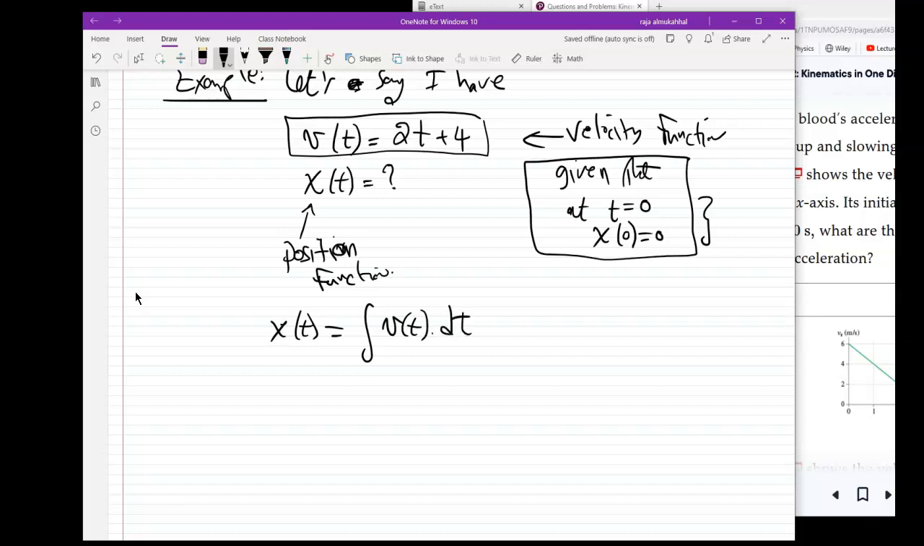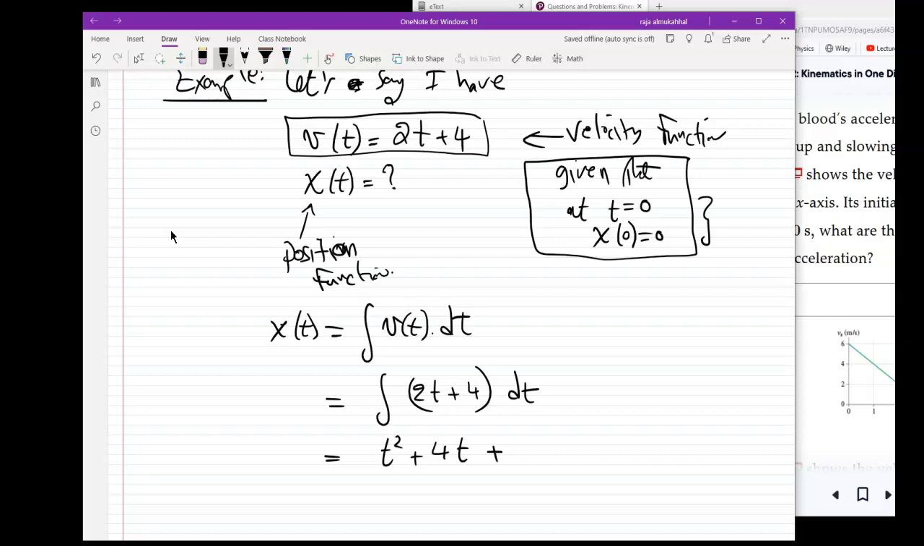I hope this makes sense to you. Okay, so far? All right, plug it in. So let's see how we do that. The integral of v of t, of course, is given to us right here, 2t plus 4, dt. Integrate, so that's going to give me t squared plus 4t plus what? The constant of integration. Remember, your calculus teacher always taught you, whenever you integrate, always put that constant.